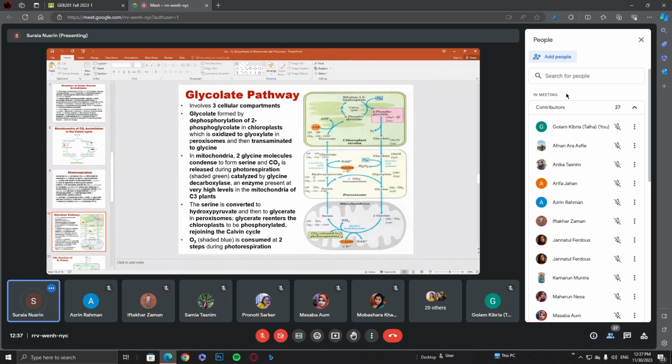And this reaction requires the participation of the electron acceptor NAD plus. Carbon dioxide is released here, and this carbon dioxide can actually be condensed in the Calvin cycle. Now the serine, the amino acid we get in the mitochondria after condensation of two molecules of glycine, is transported to the peroxisome. So here serine undergoes the transamination reaction, that is the amino group of serine is given to the glyoxylate, which becomes glycine.